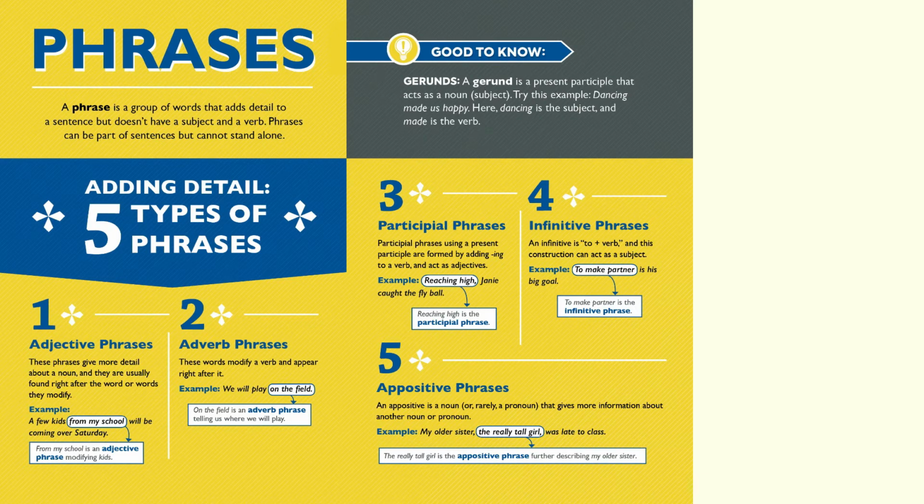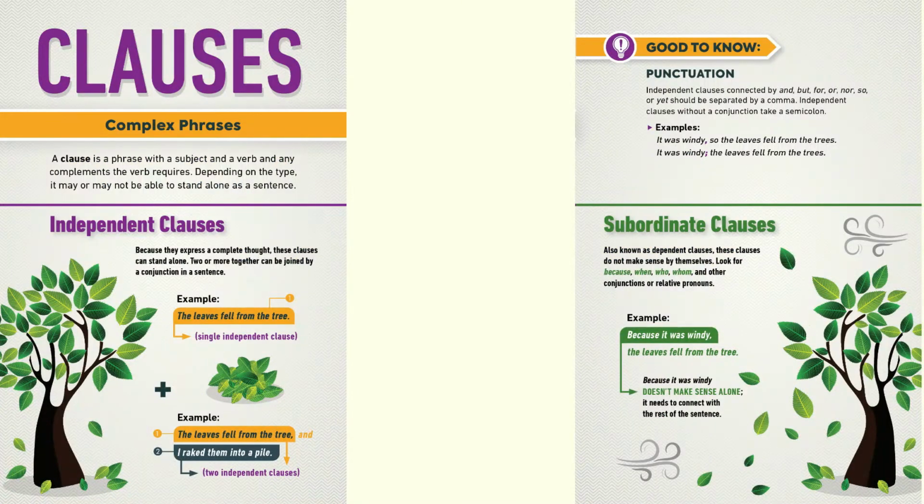Clauses. A clause is a phrase with a subject and a verb and any complements that verb requires. Depending on the type, it may or may not be able to stand alone as a sentence. We have different kinds of clauses. We'll get into that later.